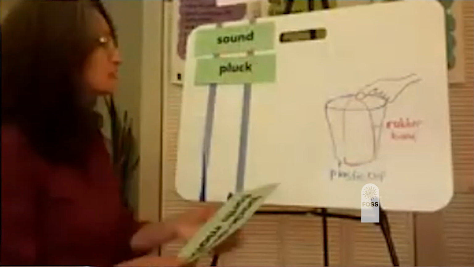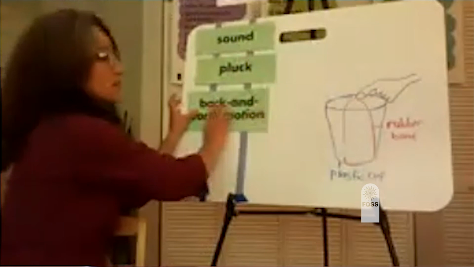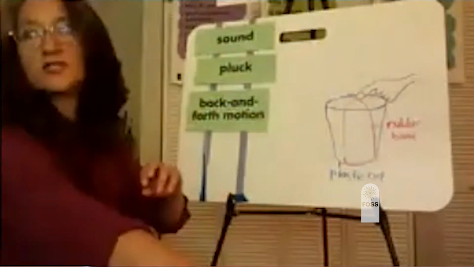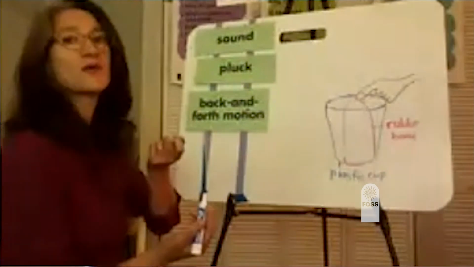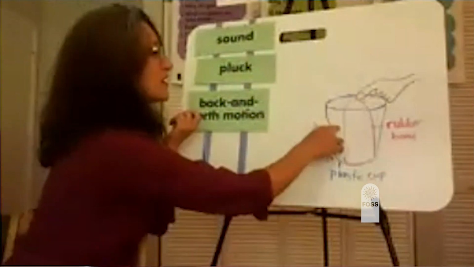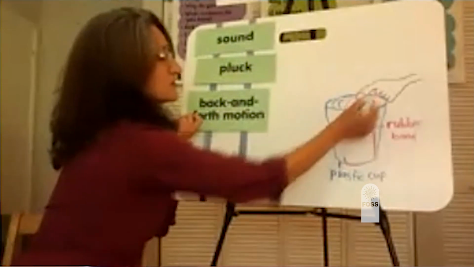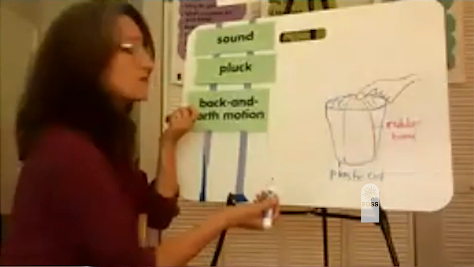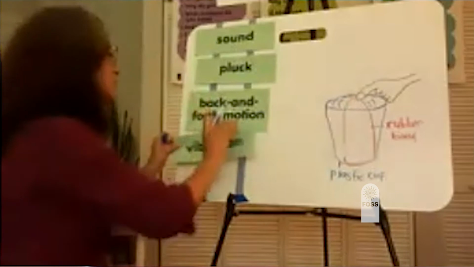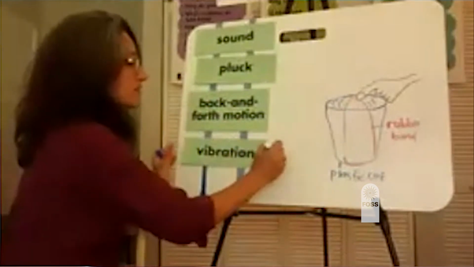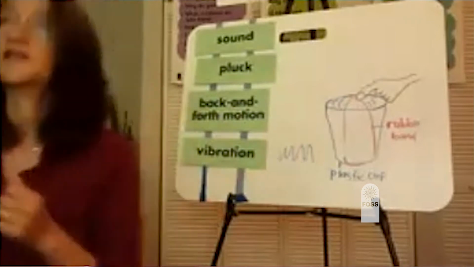When I plucked the rubber band, I actually observed a back and forth motion, right? So again, making this visual, however you can do this, we want to make it visual. So I observed that rubber band was moving. And that back and forth motion we actually call a vibration. So anything that's going back and forth like that is a vibration.